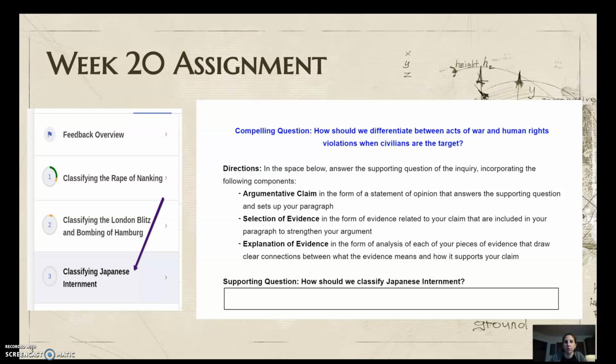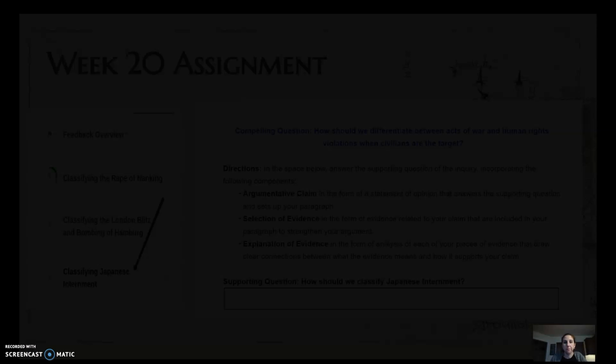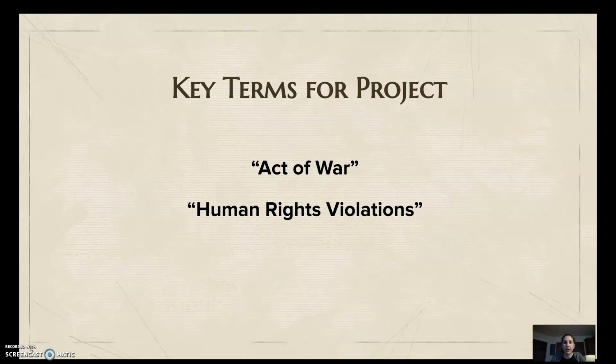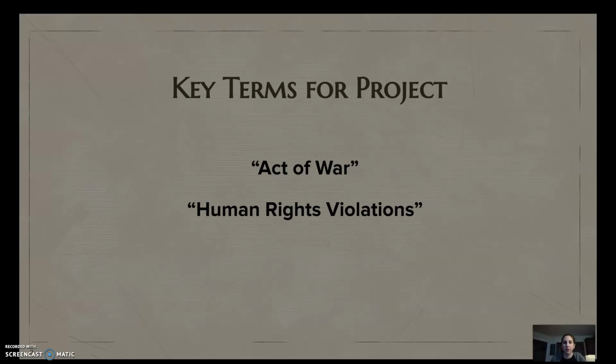Okay, so you can see the week 20 assignment. Again, it's all about differentiating between acts of war and human rights violations. The assignment for the week is, how should we classify Japanese internment? Is it an act of war or is it a human rights violation? Our learning target is, I can successfully differentiate between acts of war and human rights violations. You should be getting a lot better at this as you look at more and more examples. In previous weeks it was, I can begin to successfully differentiate. We were learning how to do it, but now you should have a better idea of what is an act of war and what is actually a human rights violation. Acts of war and human rights violations are the key terms for this project.